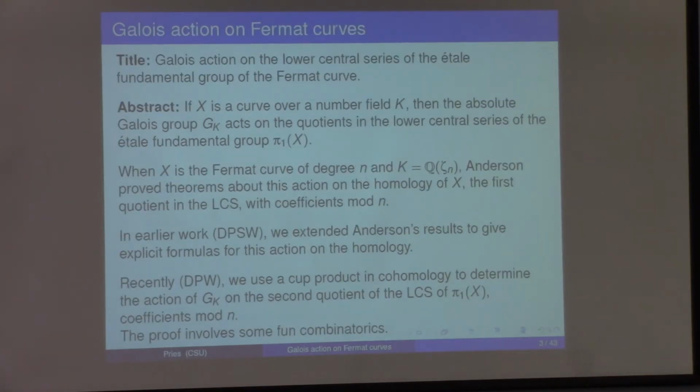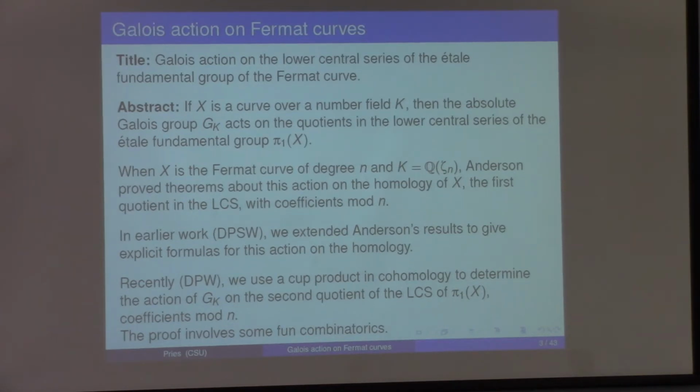Okay, so this is the abstract. In general, if you have a curve defined over a number field, then we've got the absolute Galois group of that number field, and it acts on everything associated with that curve. In particular, it acts on the fundamental group, on the homology groups, and on the Jacobian. This talk is about looking at that action when X is the Fermat curve.